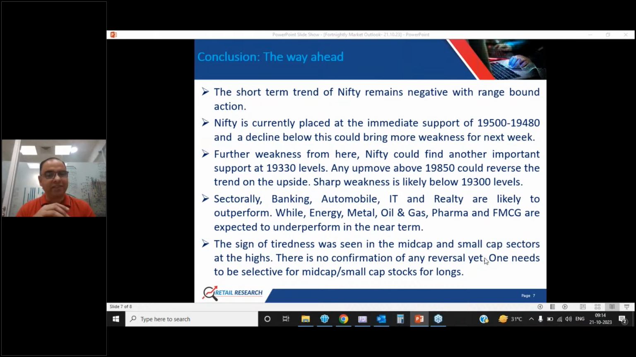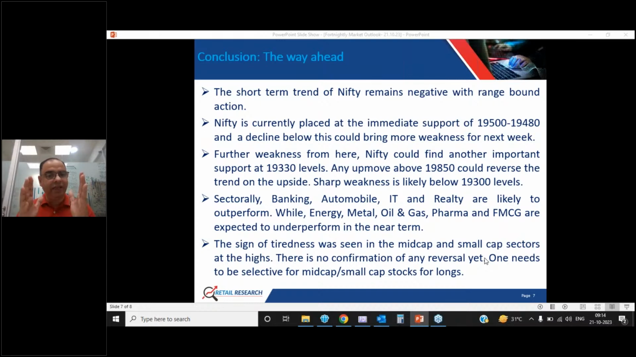The sign of tiredness was seen in the mid and small cap segments at the higher levels. There is no confirmation of a reversal though, but one needs to be very selective. Friends, when the broader market indices like mid cap and small cap turn down, then the stocks that have risen or shown sharp upside momentum are likely to correct down. So there is a higher possibility.